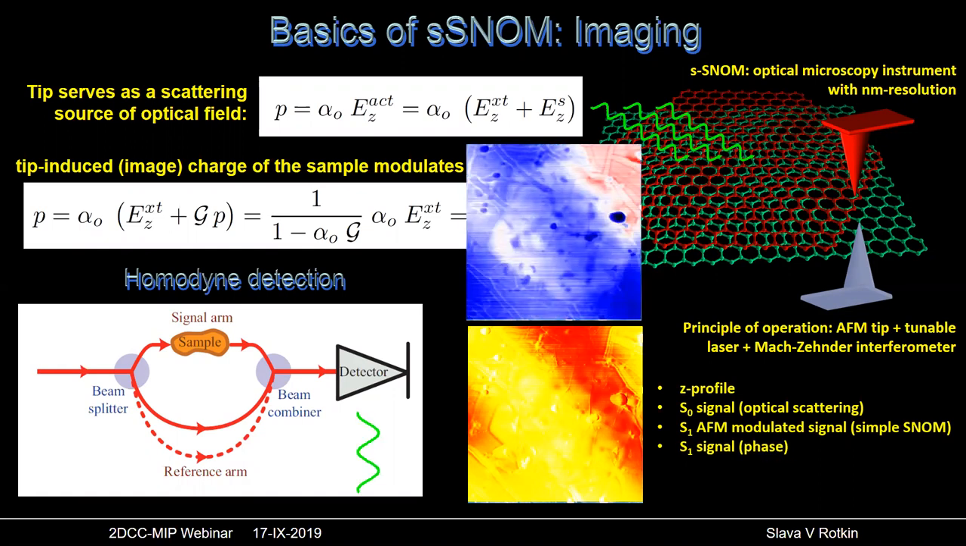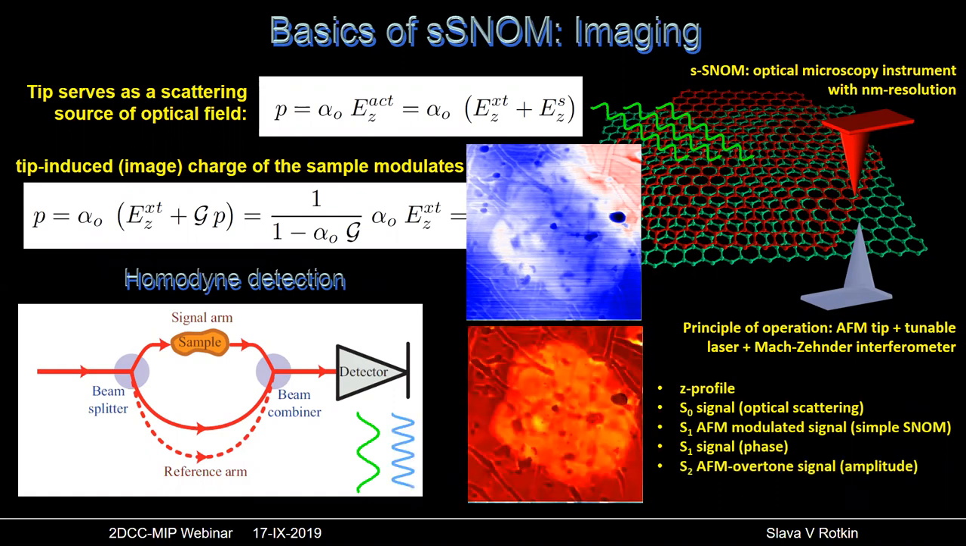You can look at the amplitude of that signal, you can look at the phase of that signal, and both amplitude and phase show a wavy pattern resembling the simple interference, DC interference S0 signal. So they're not very suitable for studying the material. What you can do instead is look at the demodulation of the signal at the frequency which is double the frequency of the oscillation of the tip. If you look at the second harmonic, or second overtone, of the measured signal, the image becomes much less busy.